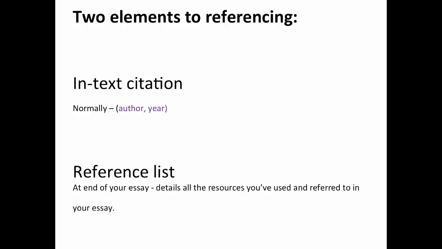There are two elements to referencing. First is the use of in-text citations, and second is the reference list. The in-text citation is when you refer to someone's work in your essay. This is normally the surname of the author and the year their work was published. The reference list comes at the end of your work and details all the resources you've referred to in your essay.